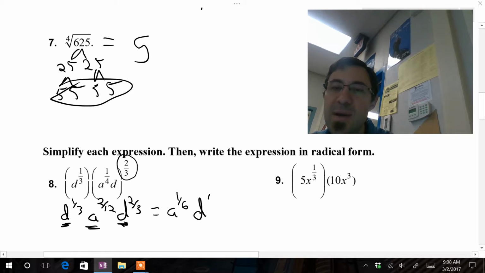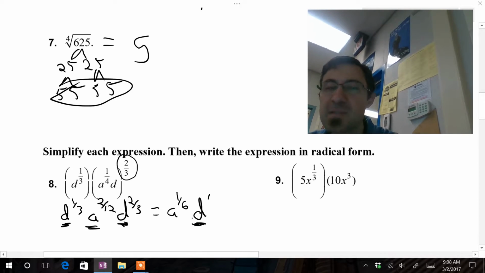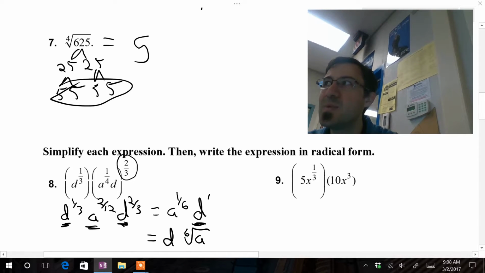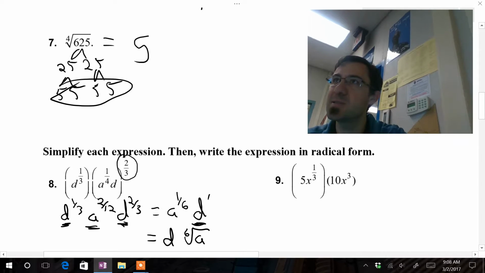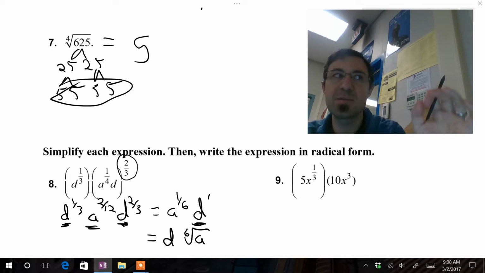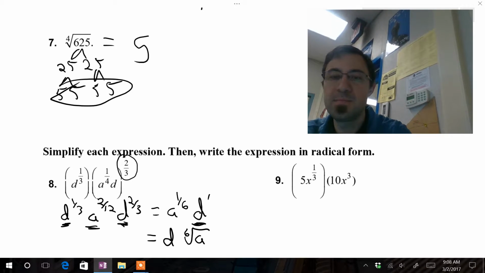Now, it asks us to write it in radical form. Is d to the 1st going to be anything in a radical form? No, so we'll just put that out in front. And then a to the 1/6 becomes the 6th root of a. Be careful when you write that so it doesn't look like d to the 6th square root of a. It needs to look like the 6th root of a.